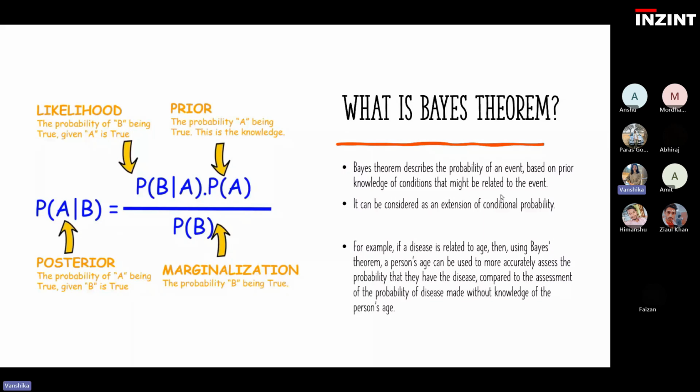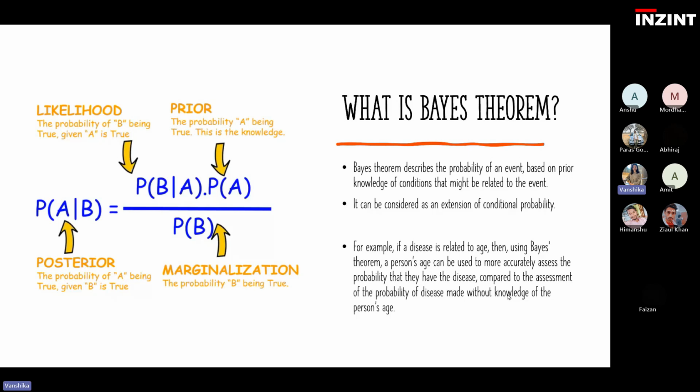Okay. तो एक example ले सकते हैं, if a disease is related to age, then using Bayes theorem a person's age can be used to more accurately assess the probability that they have the disease compared to the assessment of the probability of disease made without knowledge of the person's age. तो अगर मैं किसी disease की probability निकालूं which is highly dependent upon the age factor, and I calculate the individual probability without having any knowledge about that person's age, that probability would be different.